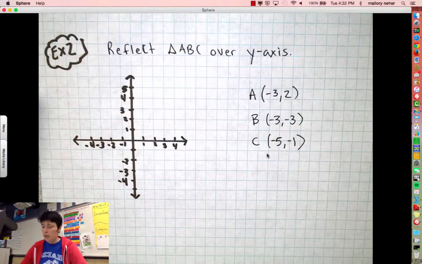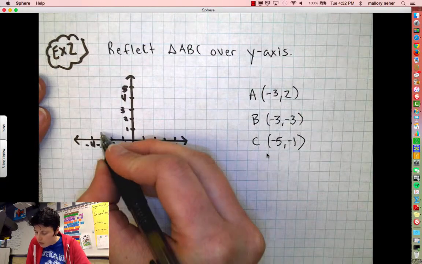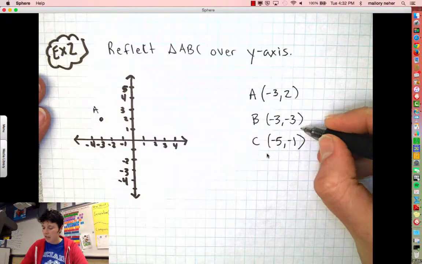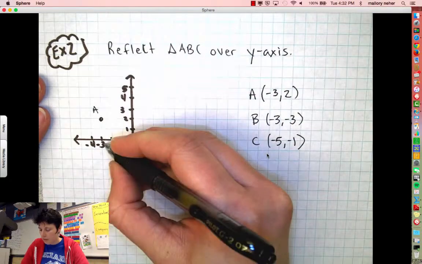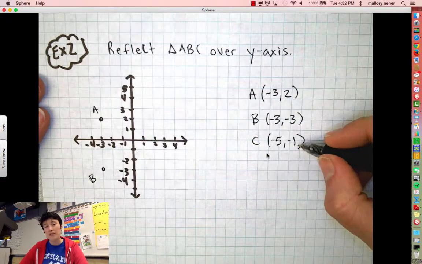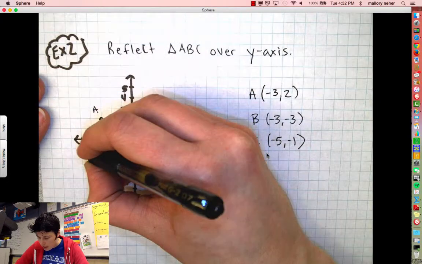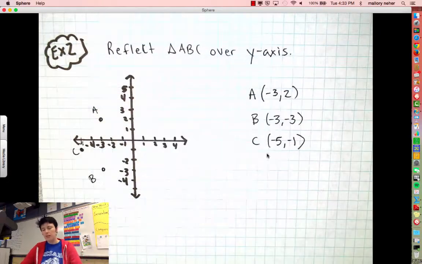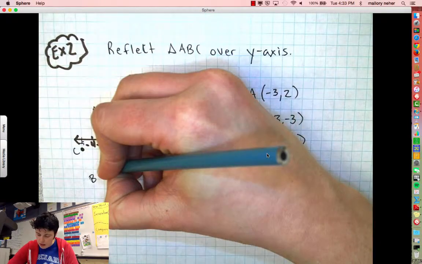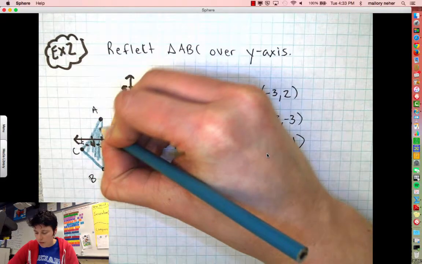I'm just going to go through it. So A is at -3, 2. So I go to -3 and 2, and I mark it and label it A. B is at -3, -3. So down here, there's B. And C is at -5, -1. So that's going to be, here's -5, way out here, -1. That's going to be right here. So we are looking at a triangle that connects A to B, B to C, C back to A. We're looking at this thing. This triangle is our original shape.